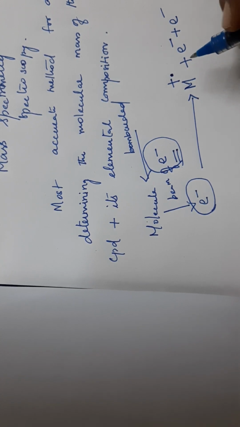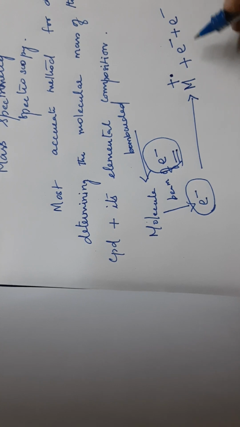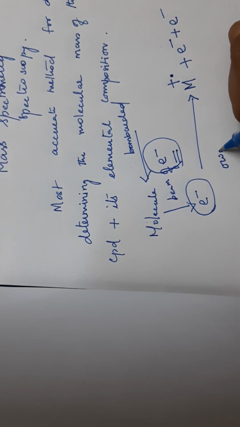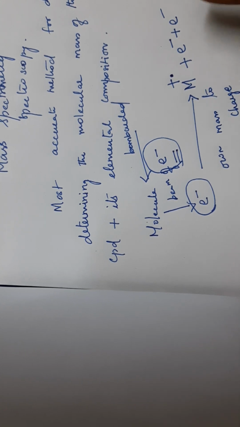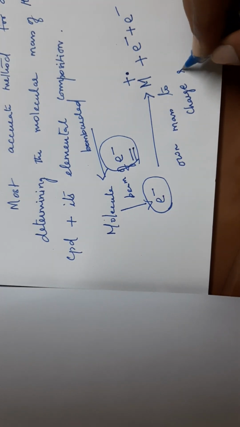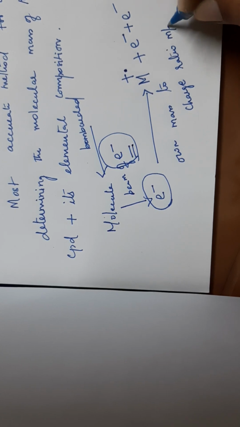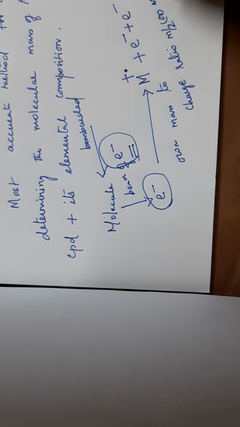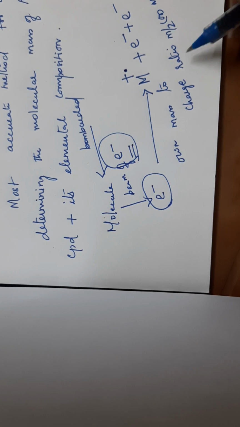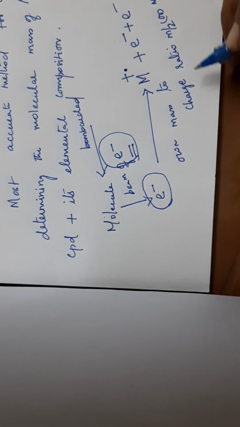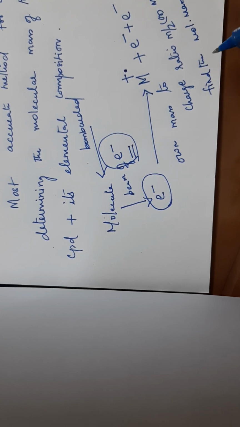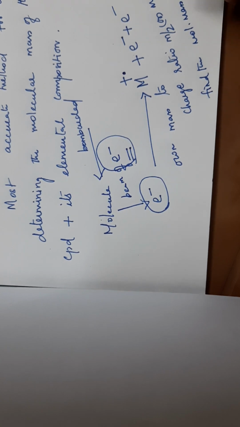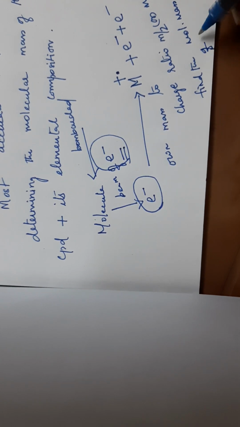Now, each kind of ion has its own mass to charge ratio, that is m by z, or it is denoted by m by e. Based upon this mass to charge ratio, I can find the molecular mass of the given compound.